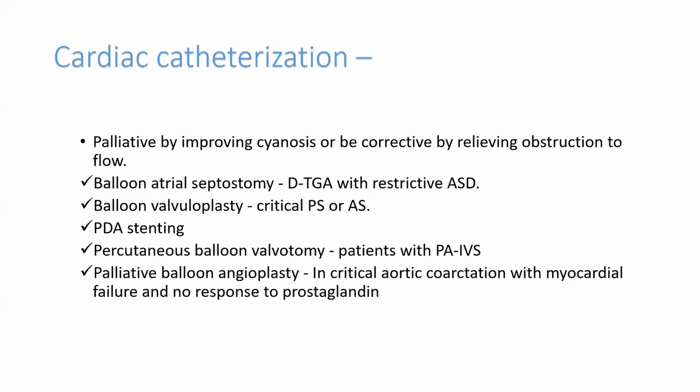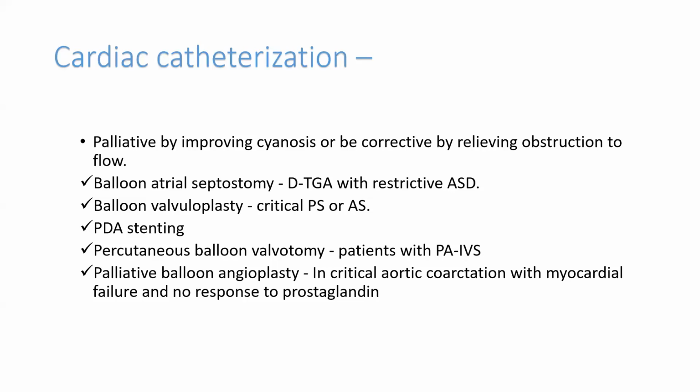native pulmonary arteries. In patients with pulmonary atresia with intact ventricular septum, in the cath lab, you can also create an opening to ensure forward flow from the right ventricular outflow tract into the main pulmonary artery. And you do this by percutaneous balloon valvotomy. You open up that atretic area and ensure that there is continued forward flow and therefore good pulmonary circulation.